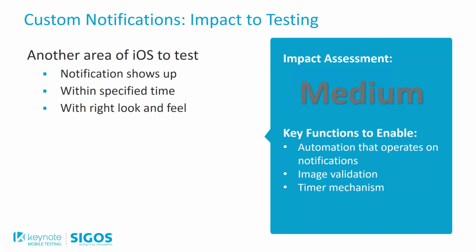So the impact assessment here is medium. Well, why is it medium? Well, the use cases are somewhat limited to how much functionality you can do. You probably are already testing that your notification shows up within a certain period of time, but really what's different here is the new look and feel and the additional capabilities. So there is certainly more to test here, but it's somewhat limited. It's not as big an impact as the system app extensions and the whole new app that you have in iMessage.